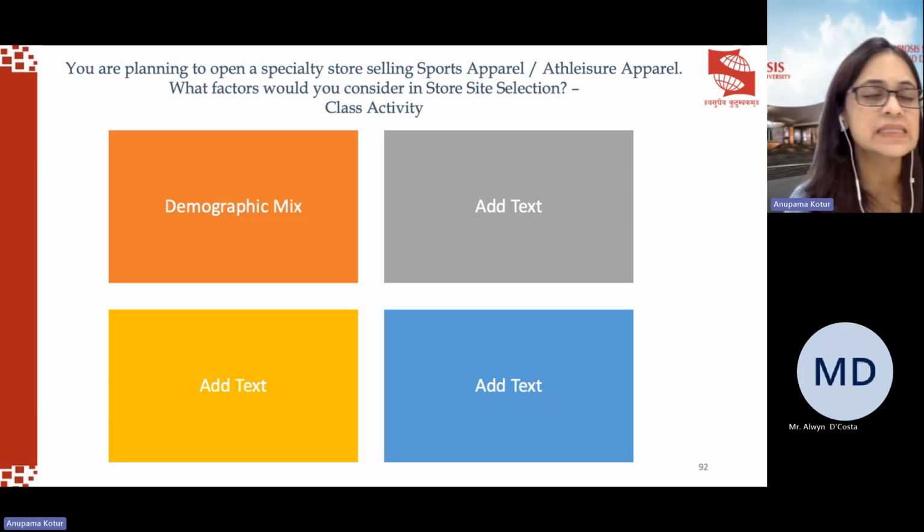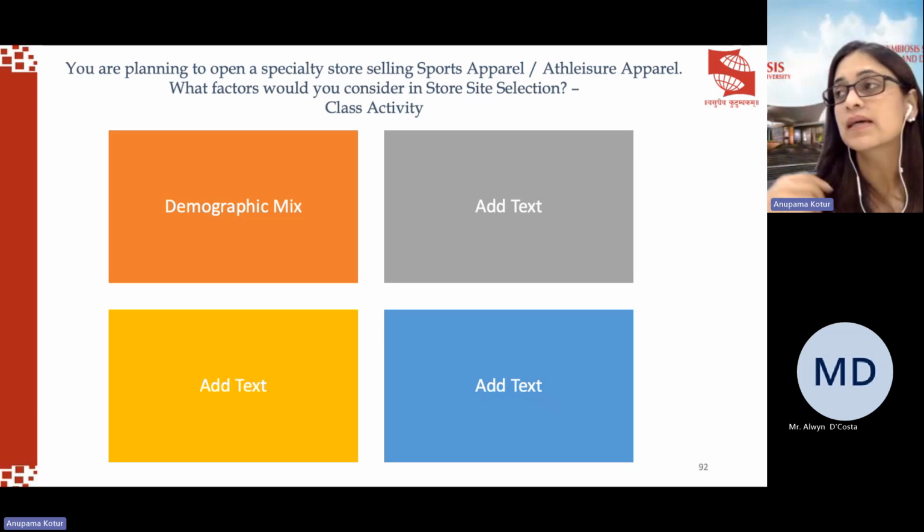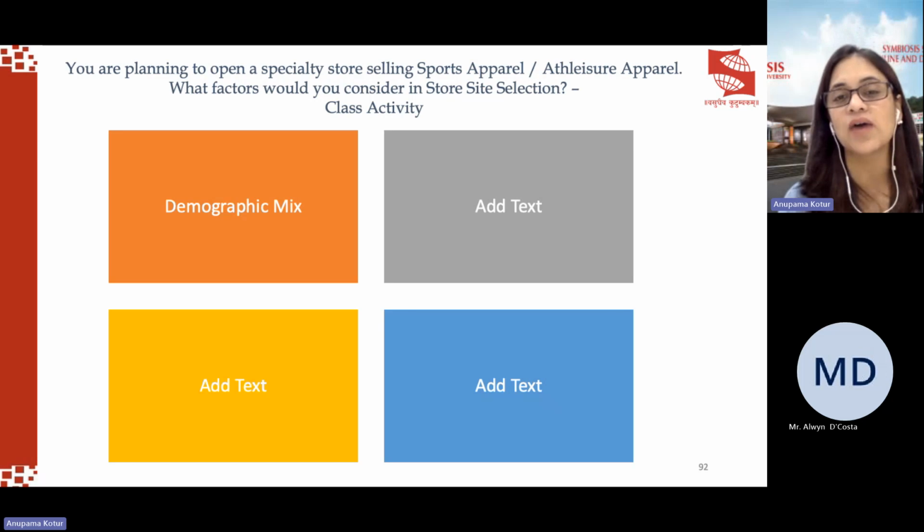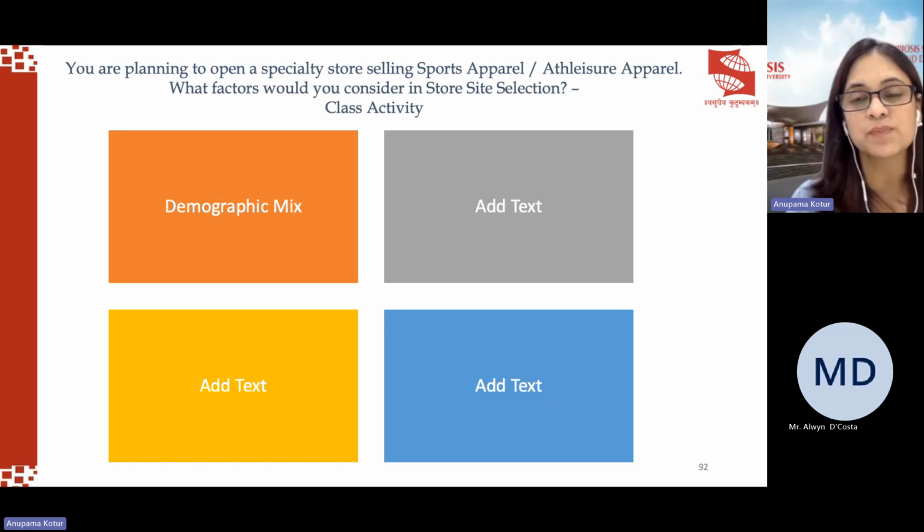It could be in Pune, Delhi. If you're in Delhi, it could be your Khan market. But what you have to really be able to justify is, if you're choosing Khan market, why? Is it because of the demographic mix? Is it because it resonates with the brand that you're trying to market? Or is it because you have assured footfalls into the store? Whatever those factors that you are considering, please make sure that you are listing all those factors on a piece of paper as part of your exercise, right?